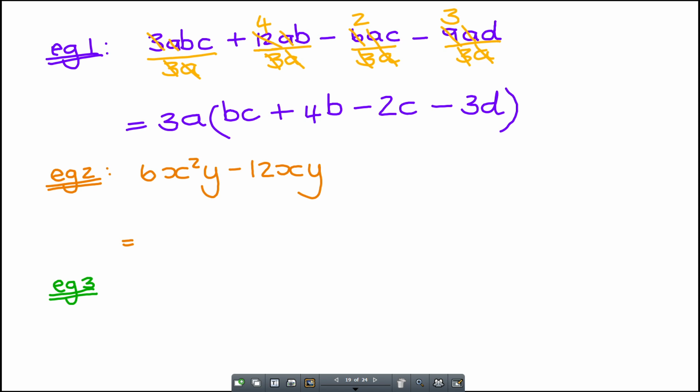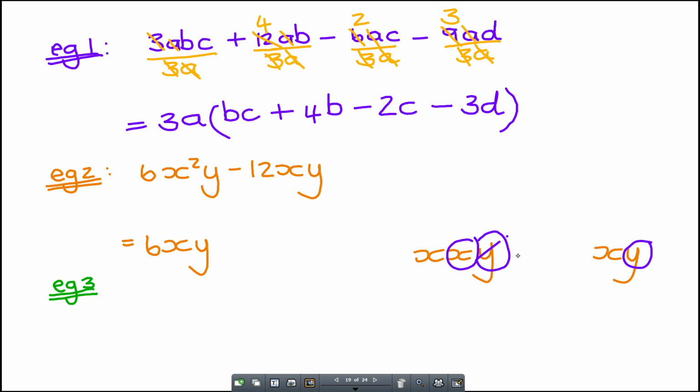First, look at the numbers 6 and 12. What's the highest number that can go into both of them? 6. Sorry, I'm wrong. Okay. Now let's look at the unknowns. X squared y, and over here, xy. What's in both of them? X is in both of them and y is in both of them. Over there, I've got x squared y, and in the second one, I just have xy. Can you see y is the same for both? And I can take x from both. Do you see that?